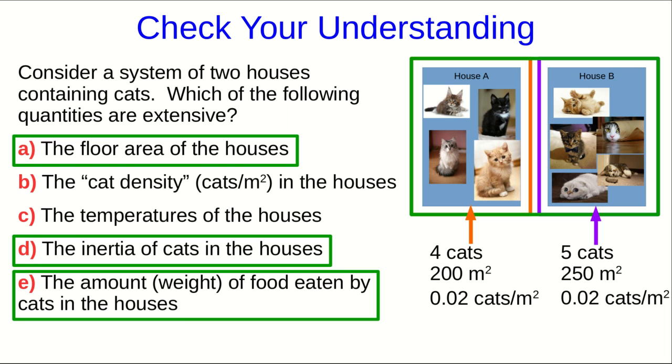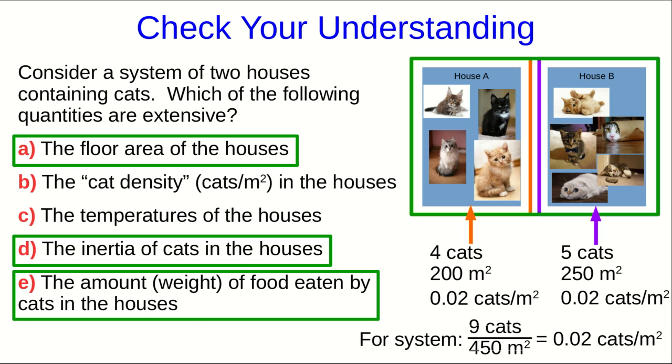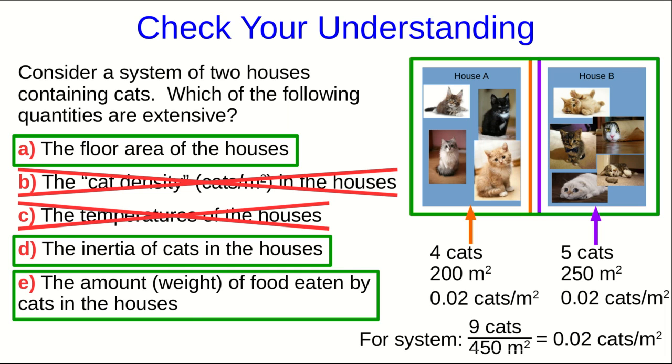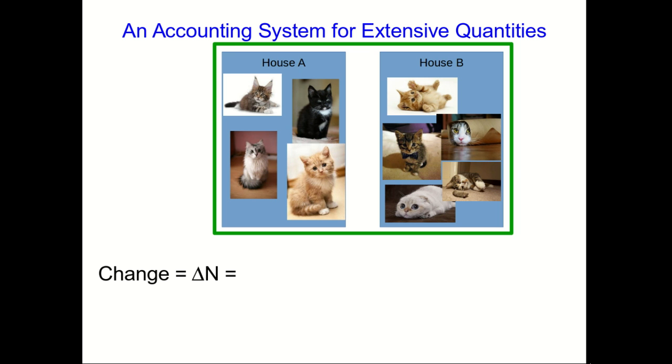But that doesn't make any sense. For the system, we should take the total cats and divide by the total floor area of the houses, and that gets us 0.02 cats per square meter, not the sum of the two. So that's not extensive. And hopefully you can easily see that if the temperature in one house is, say, 22 degrees Celsius, and the temperature in the other house is also 22 degrees Celsius, it makes no sense for the temperature of the system to be the sum of those, 44 degrees Celsius. Temperature is not extensive.